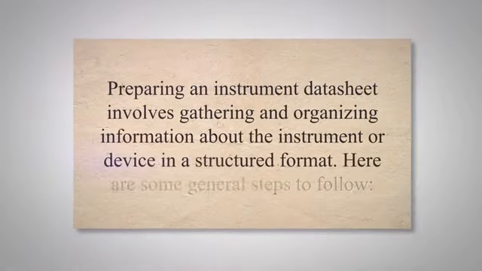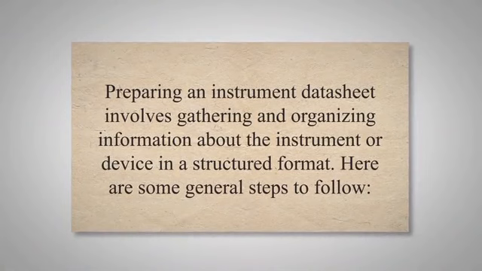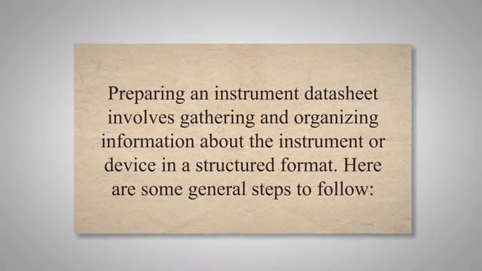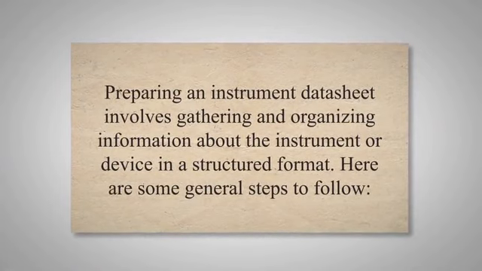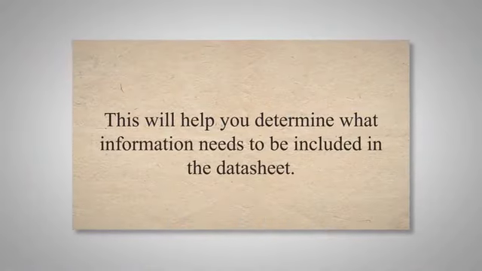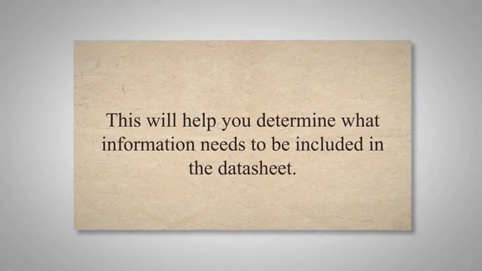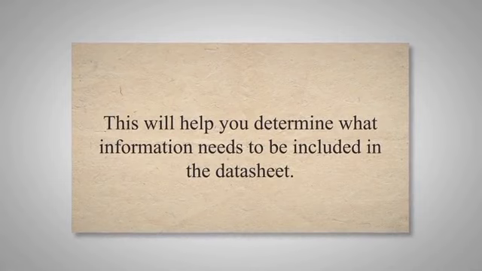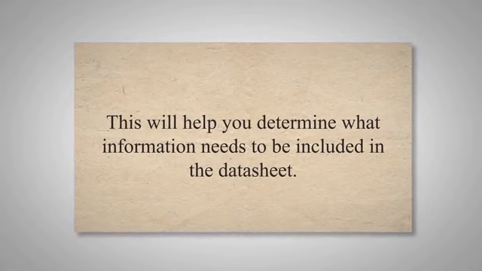Preparing an instrument datasheet involves gathering and organizing information about the instrument or device in a structured format. Here are some general steps to follow. Identify the purpose of the instrument. Determine the purpose of the instrument and the specific requirements it needs to meet. This will help you determine what information needs to be included in the datasheet.